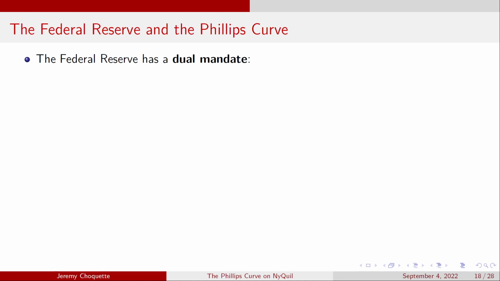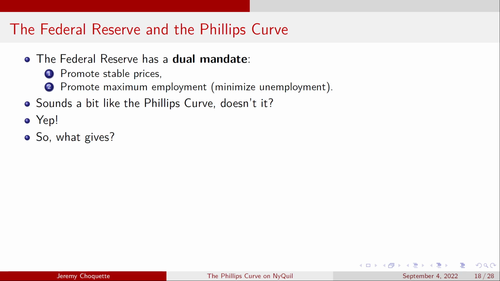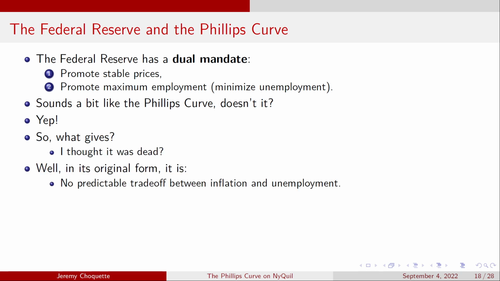So let's talk about the Federal Reserve and their dual mandate and how this relates to the Phillips curve. The Federal Reserve has a dual mandate, which is 1, to promote stable prices, and 2, to promote maximum employment or to minimize unemployment. Well, that sounds a bit like the Phillips curve, doesn't it? So what's going on? I thought the Phillips curve was garbage and that it was dead. Well, in its original form, it is dead.